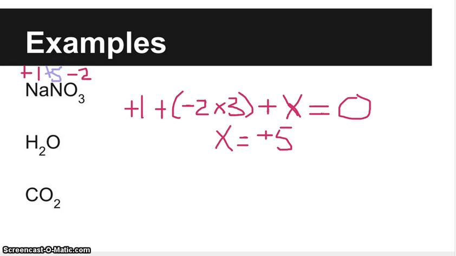All right, so I did the harder one. What I would like you to do is try H2O and CO2 and figure out the oxidation states for those two substances. Good luck, give it a shot, and bring any questions with you to class tomorrow.